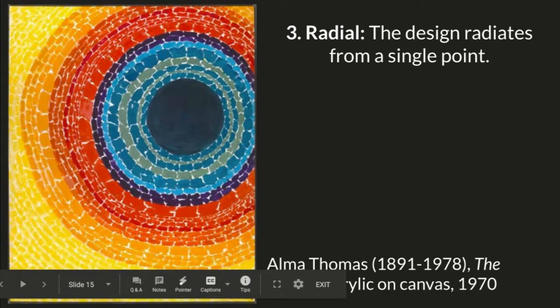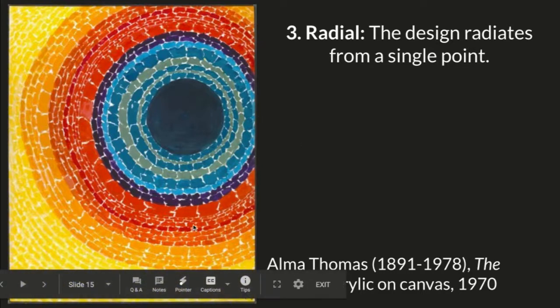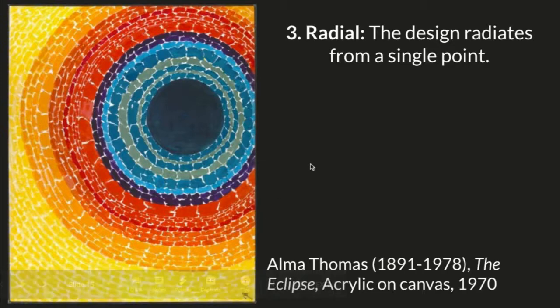So you might think of a mandala pattern that is definitely radial symmetry, and other forms of patterns like that. So this painting by Alma Thomas definitely has radial balance because it goes all the way around in a circle and it just radiates outwards.